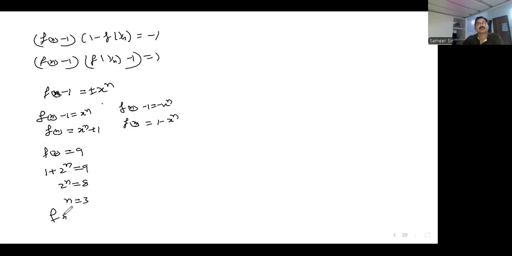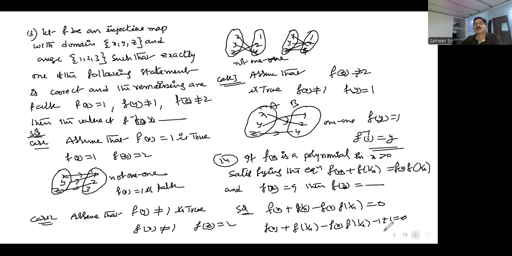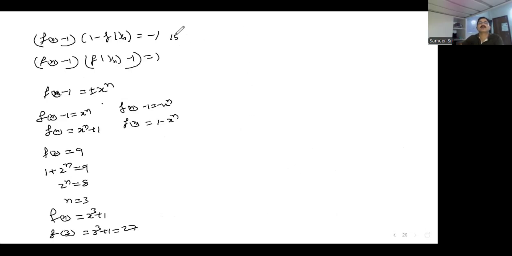So your function is x cube plus 1. So what he is asking here? F of 3. F of 3 means 3 cube plus 1. 27 is the possible value. Okay. So we discussed here 14. Now I'll go for the 15th one. The 15th one is a periodic function problem I would like to discuss, guys.